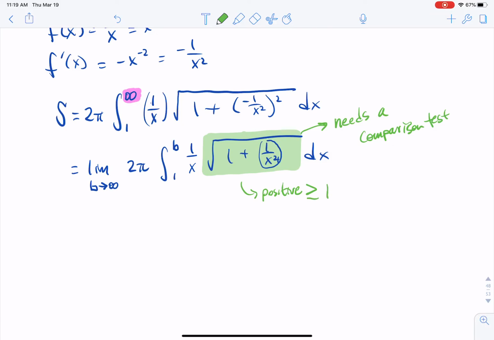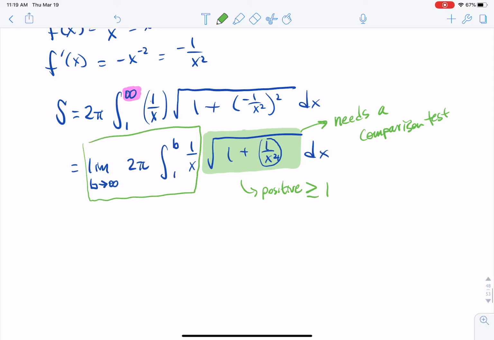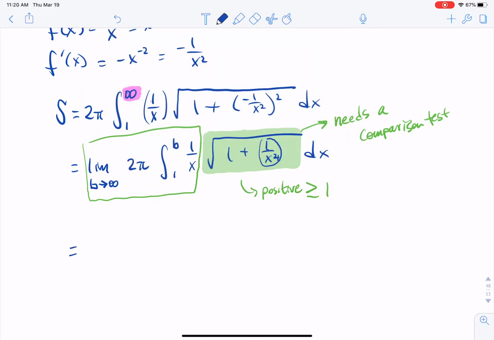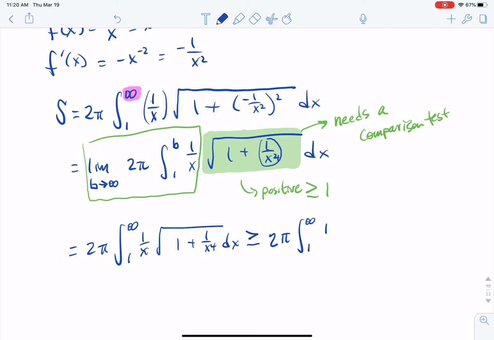Does that argument make sense? So we're taking this whole thing right here, and we're multiplying it by something that's bigger than or equal to 1, which means that our integral, the one that we are trying to solve, the original improper integral, 1 over x square root of 1 plus 1 over x to the 4th dx, I wrote it properly this time, has to be greater than or equal to the definite integral from 1 to infinity again, but just of 1 over x.